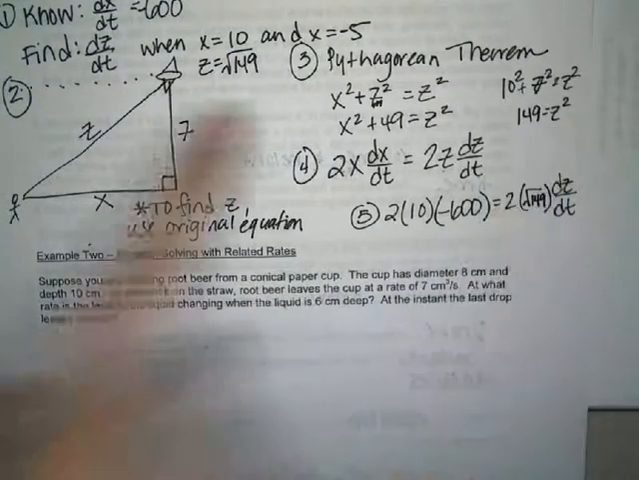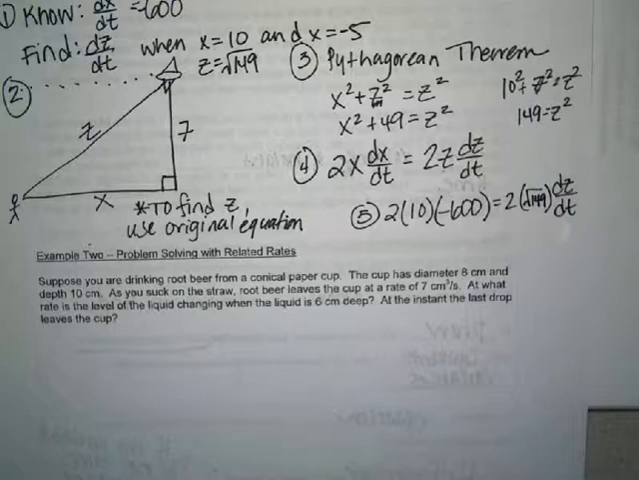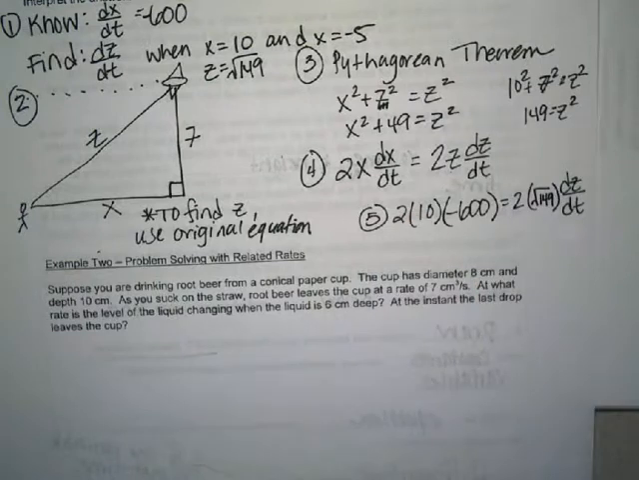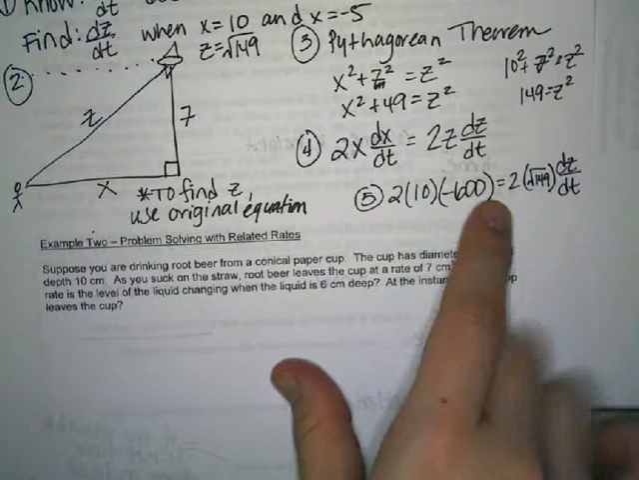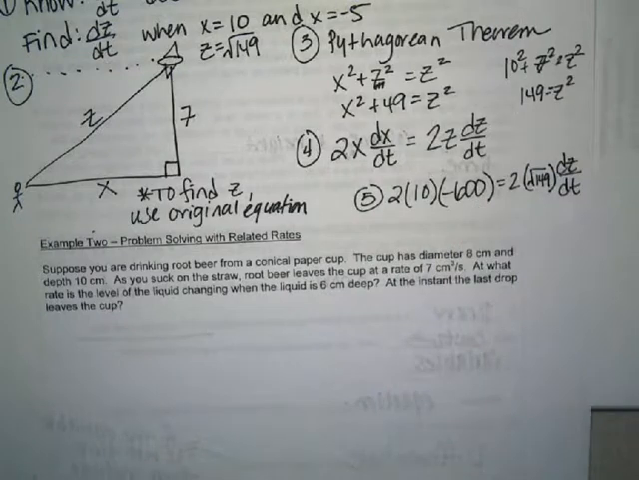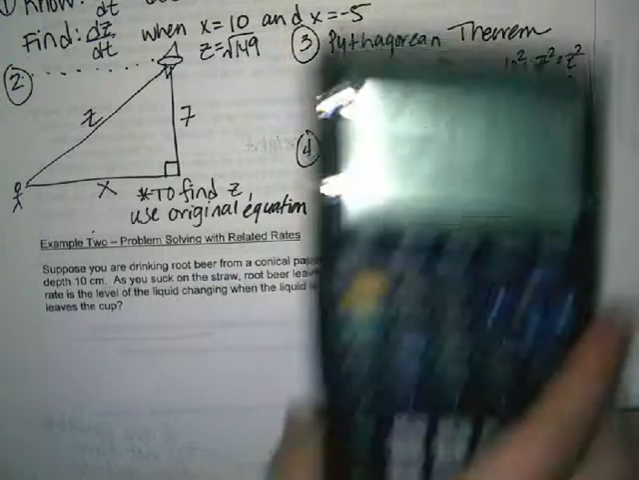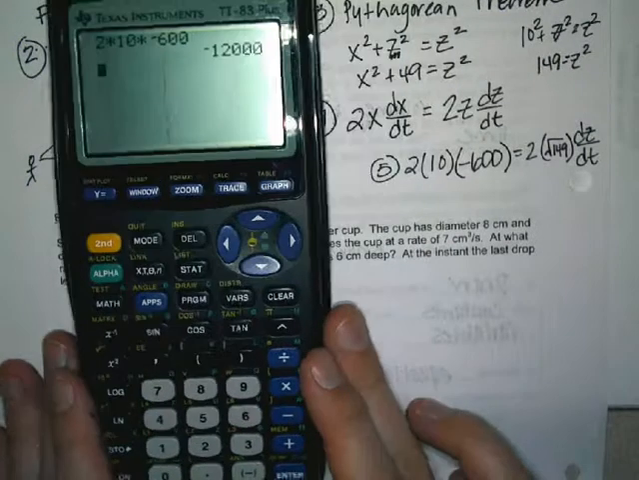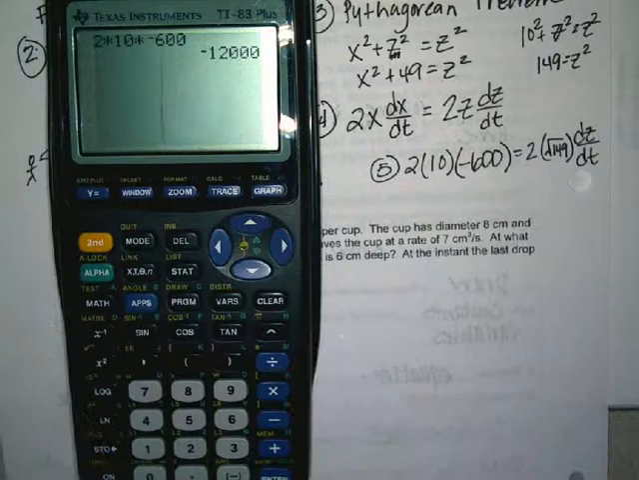And I'm going to do something similar when I try to plug in negative 5. But let's go ahead and solve this one. You're going to have to just use your calculator, multiply everything on the left together since that's what's going on, and then divide it by whatever 2 times the square root of 149 is. So let me grab the calculator here. So it'll be 2 times 10 times negative 600. If you don't have a calculator, you should have already grabbed one.